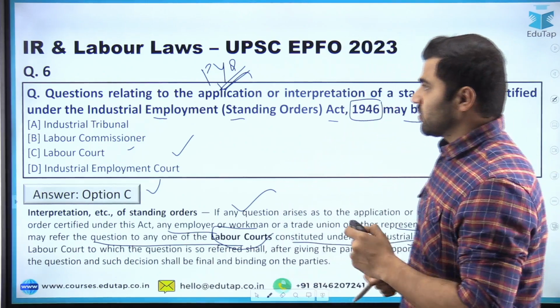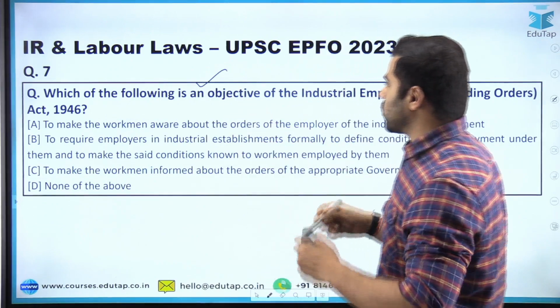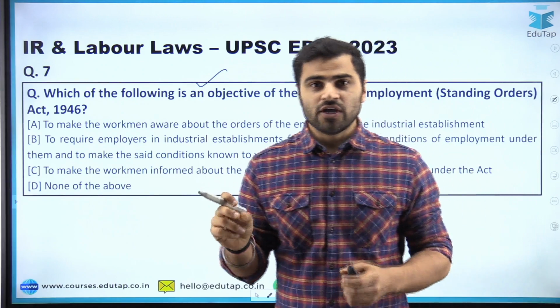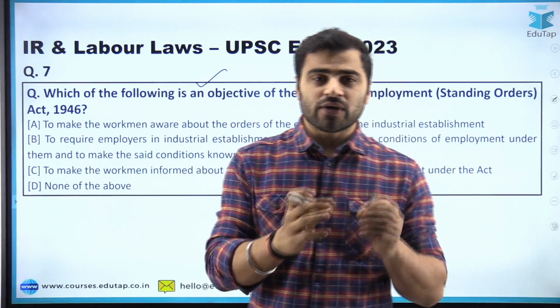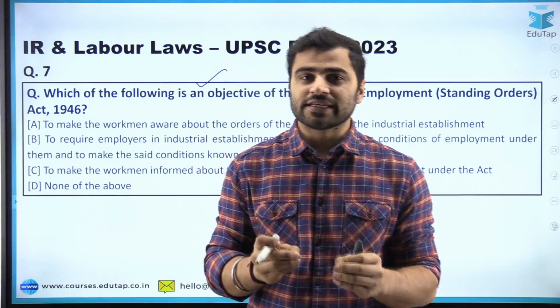Right, friends? Now let's move to question number 7. Which of the following is an objective of the Industrial Employment Standing Orders Act 1946? Objectives are very, very important, right? The objects of any legislation are very, very important for the examination.